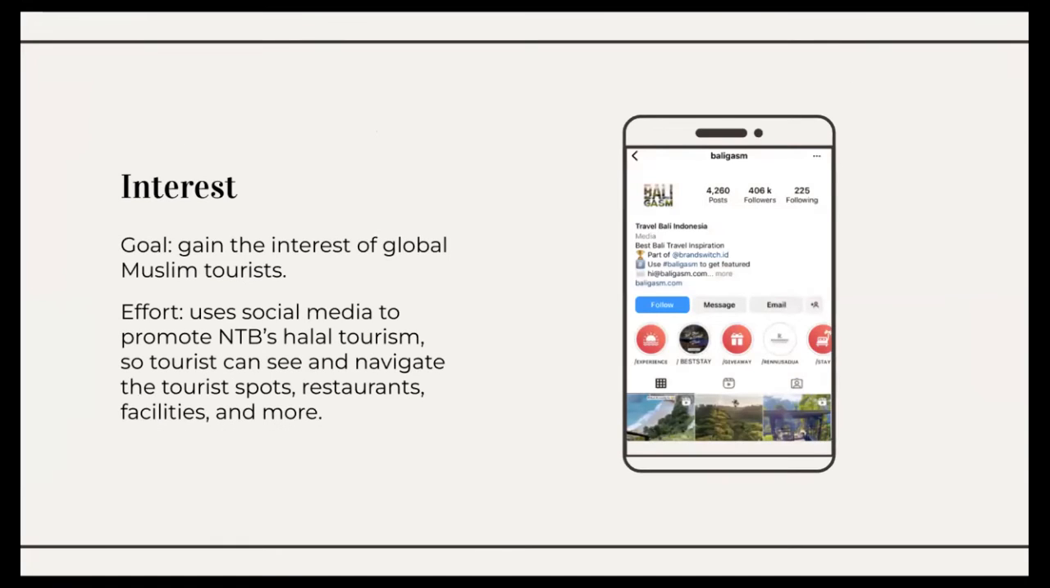The next step is interest. The goal is to gain the interest of global Muslim tourists. By using social media to promote West Nusa Tenggara's halal tourism, global Muslim tourists can see and navigate by themselves and hopefully gain interest in visiting West Nusa Tenggara.